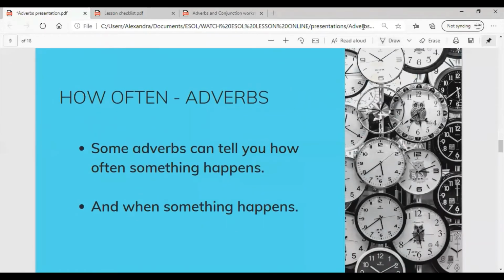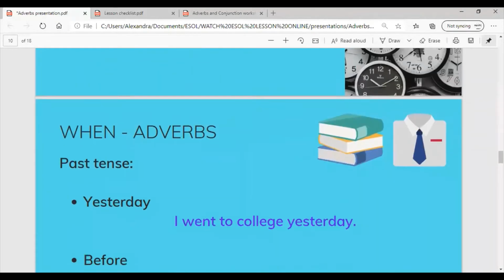Okay, and another great thing about adverbs is they tell us how often things happen. So they might not always end in this ly, the adverb ending. Some adverbs can tell you how often something happens and when something happens. So they can tell you more, not just about how you are doing something, how the verb is acting, but also when and where and how. So we'll look a little bit further to explain this.